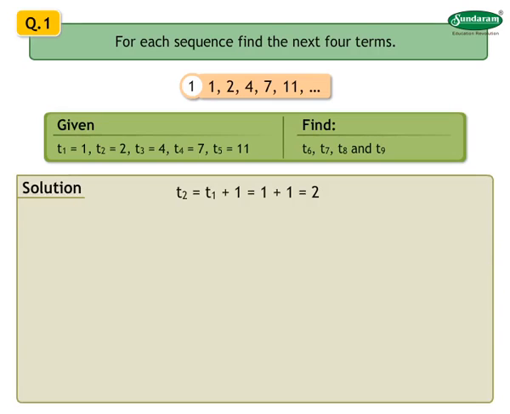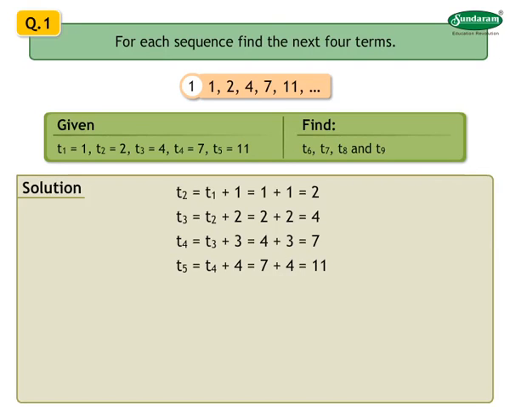Solution. T2 is equal to T1 plus 1 is equal to 1 plus 1 is equal to 2. T3 is equal to T2 plus 2 is equal to 2 plus 2 is equal to 4. T4 is equal to T3 plus 3 is equal to 4 plus 3 is equal to 7. T5 is equal to T4 plus 4 is equal to 7 plus 4 is equal to 11.